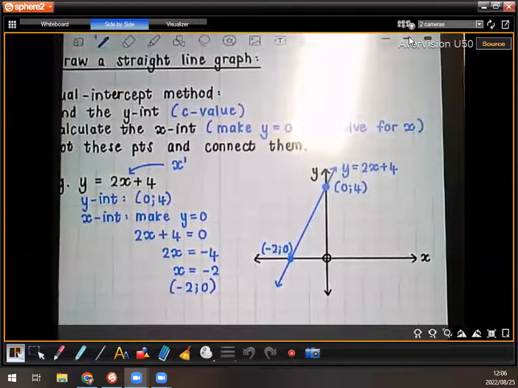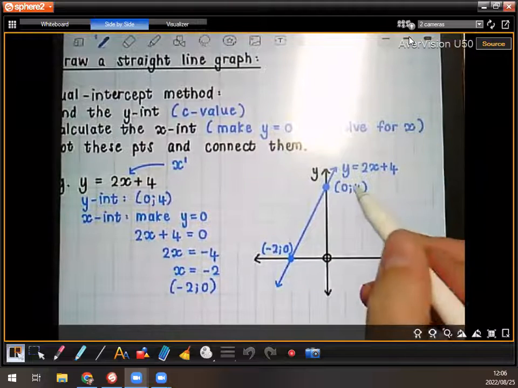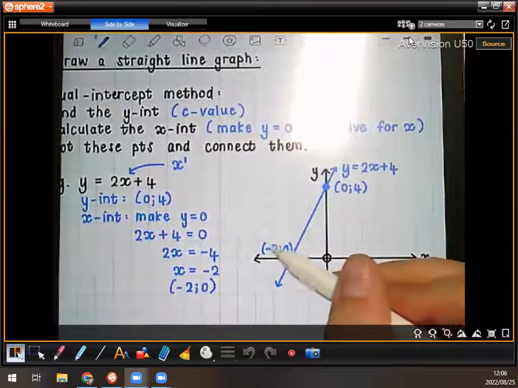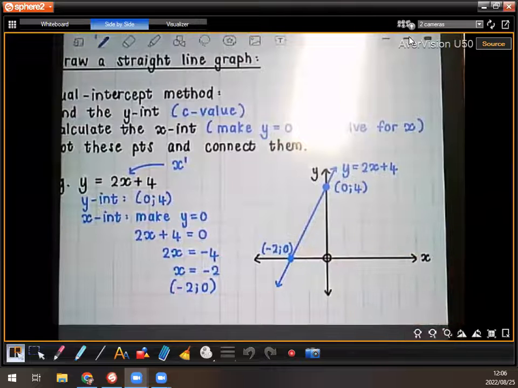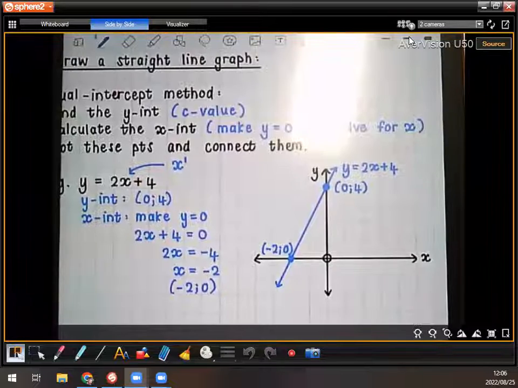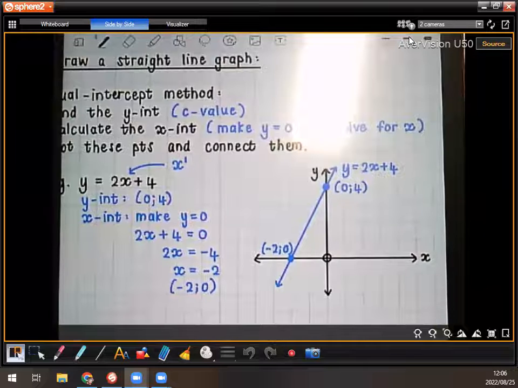You won't get confused about which line is which. What you do have to label, guys, is your 2 points, with the coordinates. Please don't just write a 4 and a -2. Often in exams, they say label the coordinates of the intersection with the axes. So let's get used to that. Always use coordinates. All right, so that is the dual intercept method.